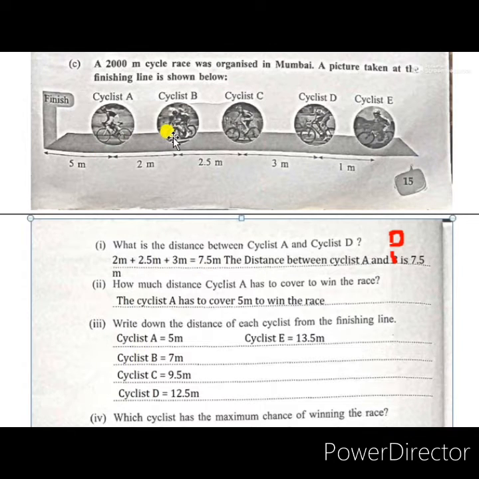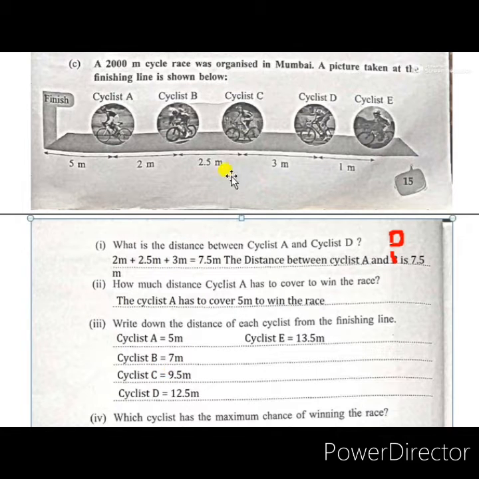Now distance between cyclist B and the finishing line. Here we have to add these two distances: from finishing point to the cyclist A and from cyclist A to B, that is 2 meter. That means we have to add these two distances. Then only we will get the distance between B and finishing point. Here 5 meter plus 2 meter. That is 7 meter. That also I have written the answer there. The distance between cyclist B and finishing point is 7 meter.